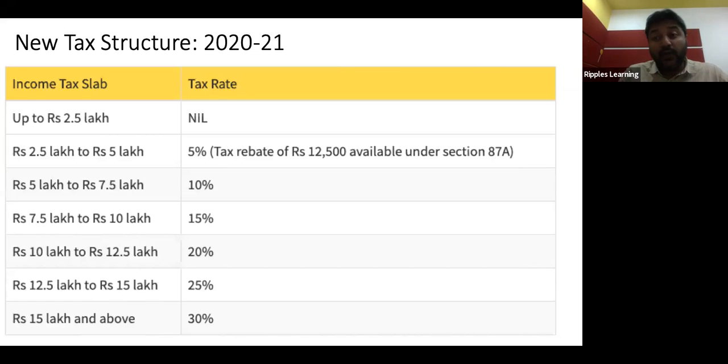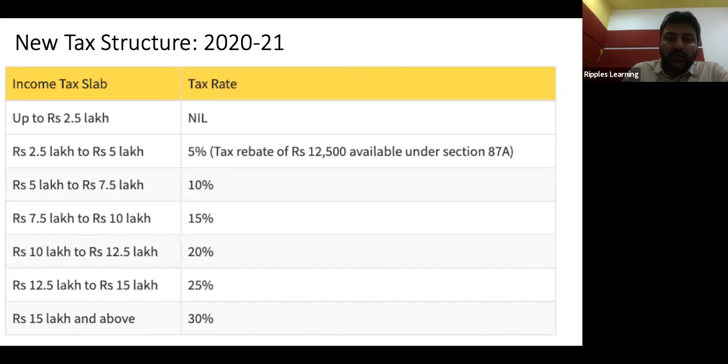Right now, what we will do is very interesting. As we move forward, we will understand the impact of exemption on the old and new, and then we will do a very interesting calculation to see what tax structure, old or new, would work better for us, right? So we will do all of that today.